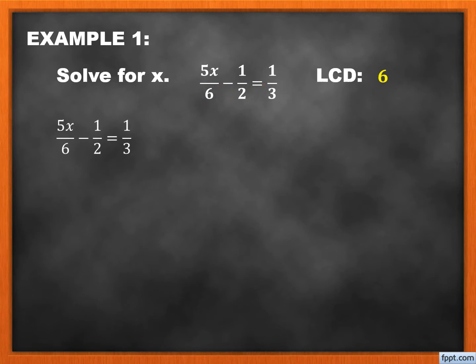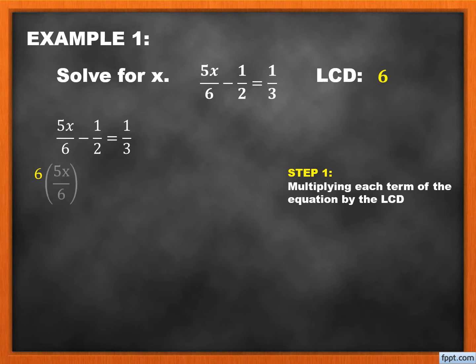Now, using our given equation 5x over 6 minus 1/2 equals 1/3, we're going to do step 1, which is to multiply each term of the equation by the LCD. That is 6 times the first term, which is 5x over 6, minus 6 times the second term, which is 1/2, equals 6 times the term on the right side of the equation, which is 1/3.